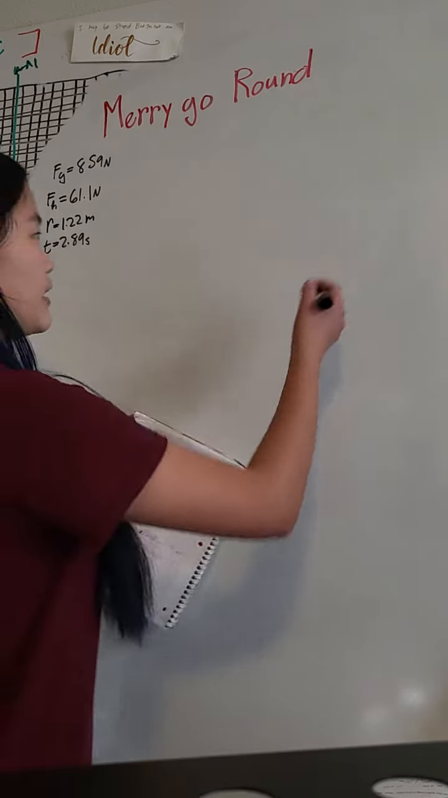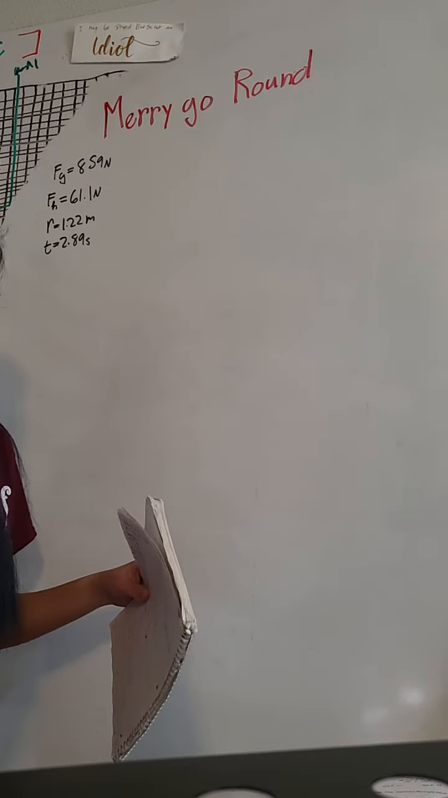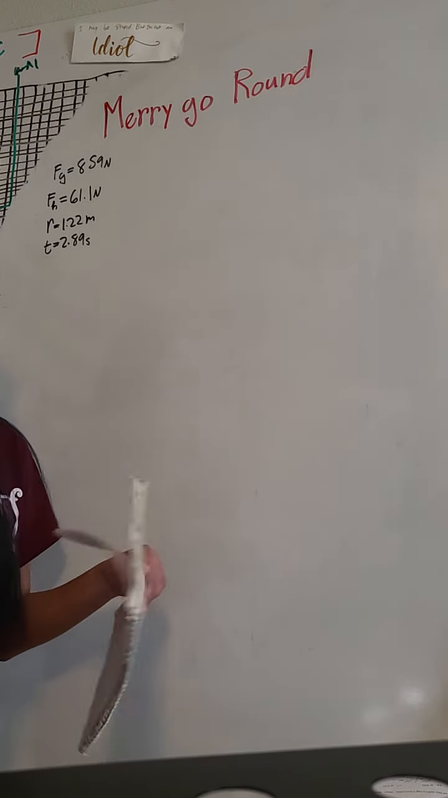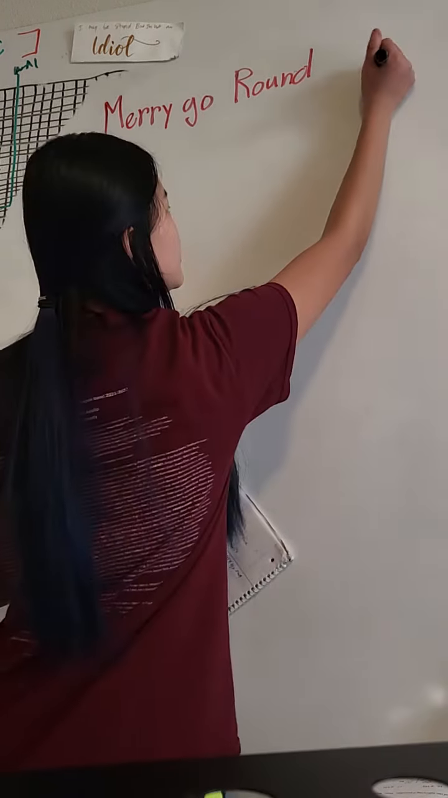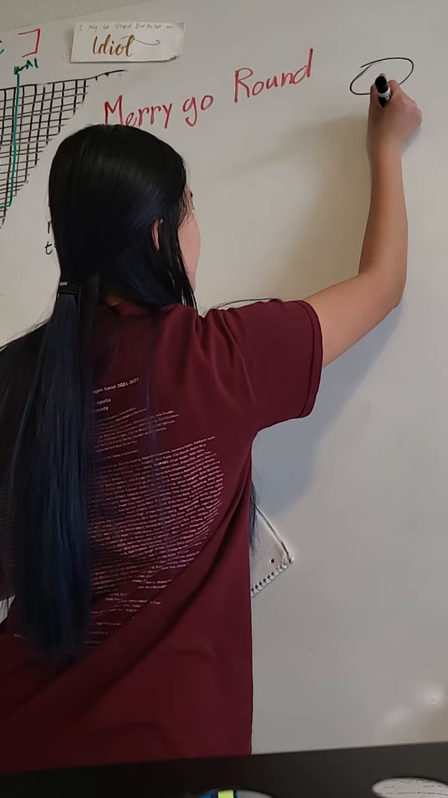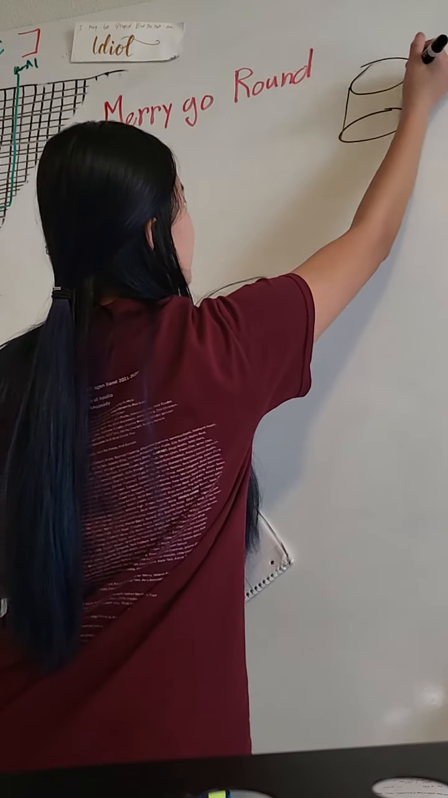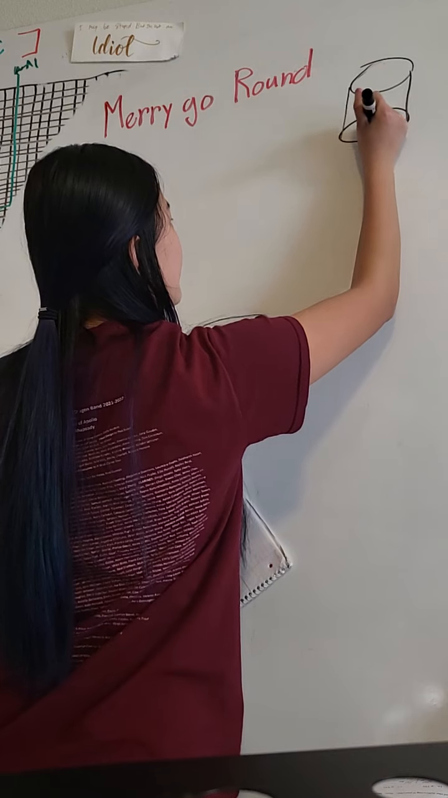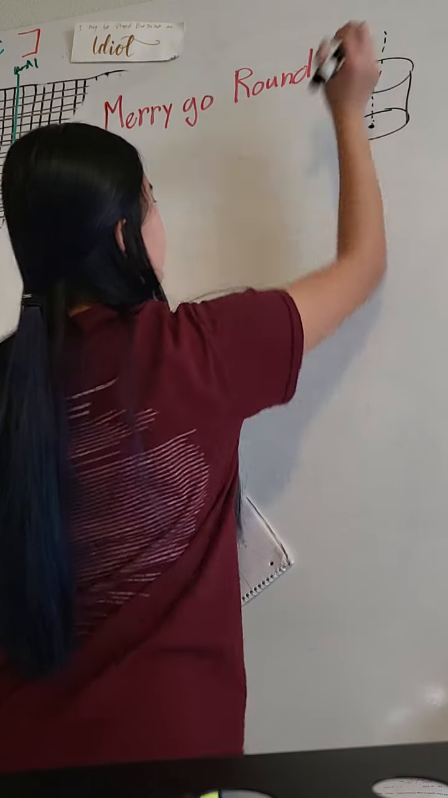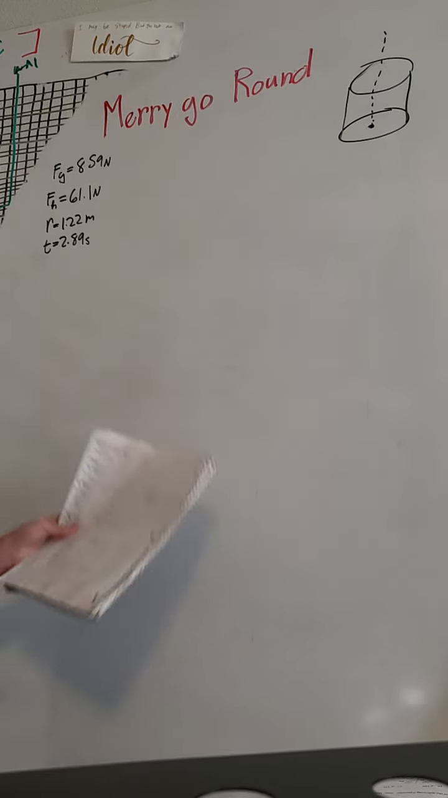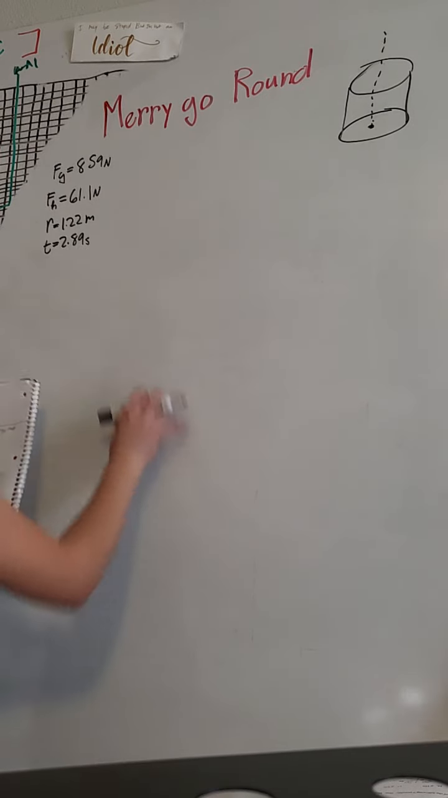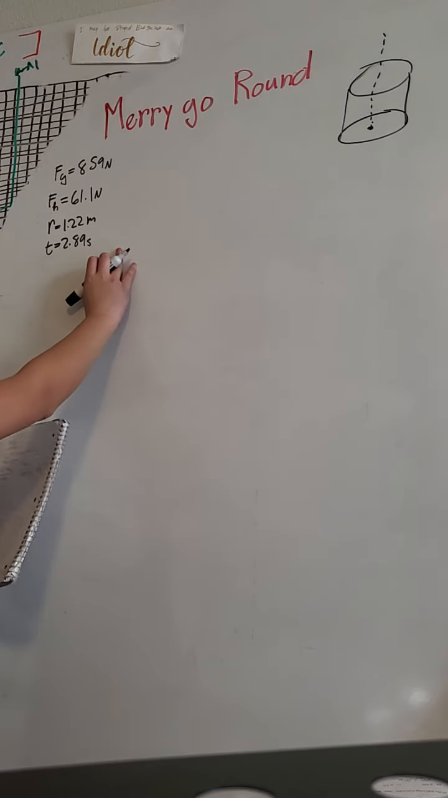So it's the merry-go-round. It doesn't give us any complex equations or masses or anything specific, so what we can assume is that it's just a cylinder. That's a terrible cylinder with a point, and this is the rotation axis right there. Again, that's not straight, and that's okay. I like to start by writing my givens.